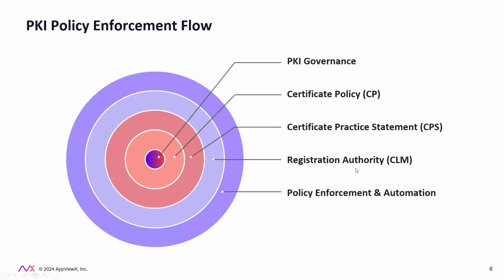You might be using multiple different CAs, maybe two different external CAs or three different external CAs. You might have a different variety of issuing CAs. And how do we enforce one single policy across multiple different issuing CAs? That's where you need to have a CLM tool that will act as a registration authority. So that will be CA agnostic. It can connect with all your issuing CAs, either internal or external, and enforce all your policy through a CLM.